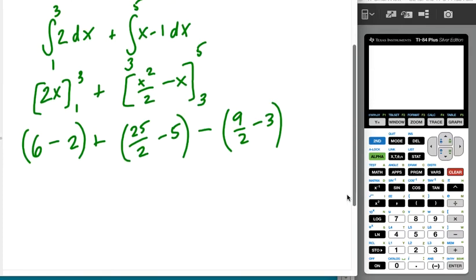So there's a couple different ways to deal with this. You can clean everything up in each set of parentheses first if you want, although that would involve getting a common denominator, and that's not necessarily the most fun thing, but you certainly could.